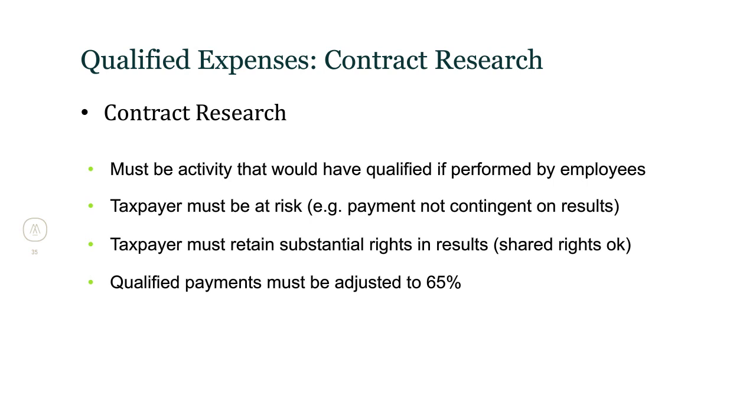All of the research has to be performed within the United States to qualify. So a couple of other things to note on contract research. You have to show that you have some element of financial risk. So if you're paying your contractors based on time and material, that's fine. Now, there's no guarantee that the product is going to work the way you want it to, taste, feel the way you want it to, no guarantee it's going to sell, then those are all positive facts.